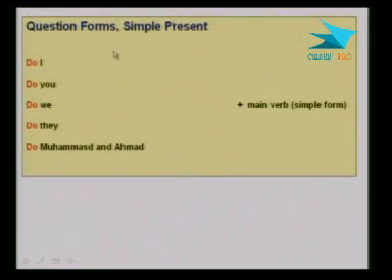Now we have question forms, simple present, as we of course have seen. Do I, do you, do we, do they? These are, of course, yes/no questions. Do Muhammad and Ahmed, right? Plus the main verb, which is the simple form of the verb.